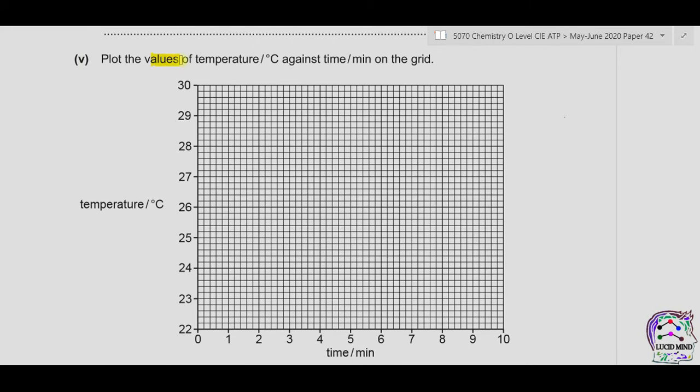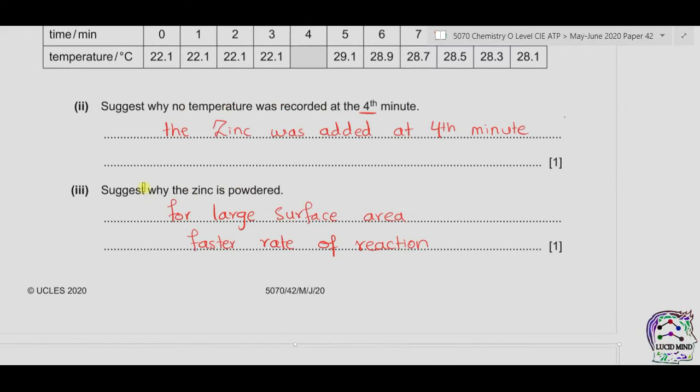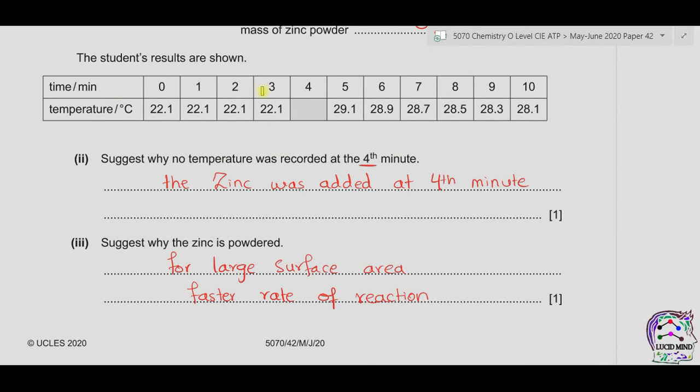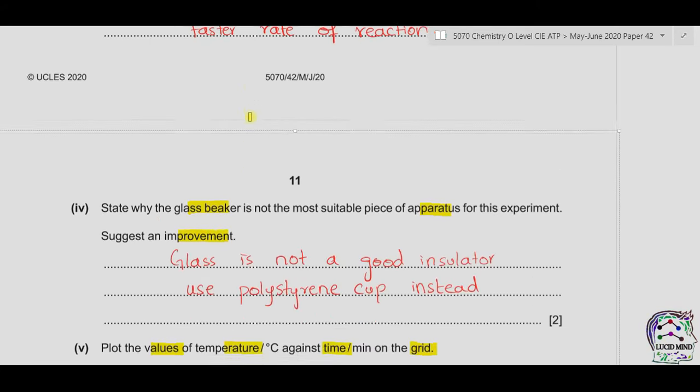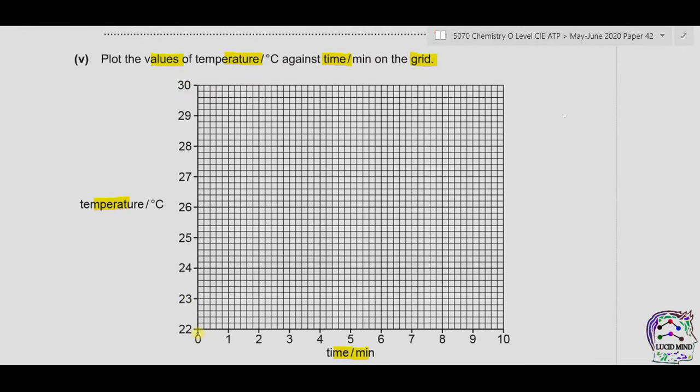Part 5: Plot the values of temperature against time on the grid. On the y-axis we have temperature, on the x-axis we have time. Now the values for the graph will be obtained from these results. We have time in minutes and temperature in degrees centigrade. So putting these values in this graph, the first value is 22.1 at 0 minutes.